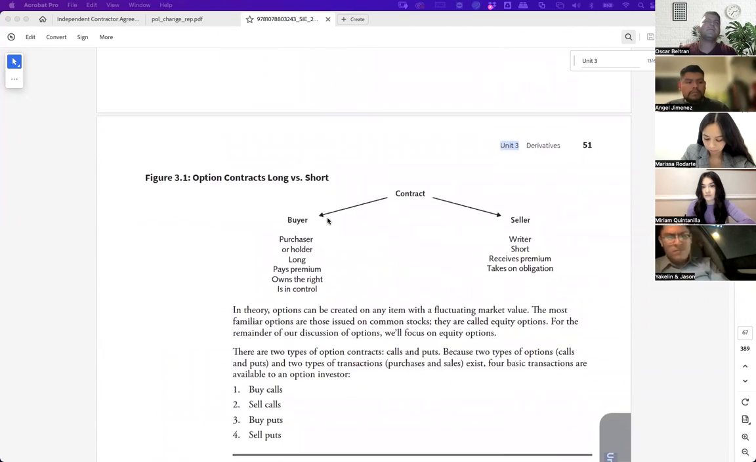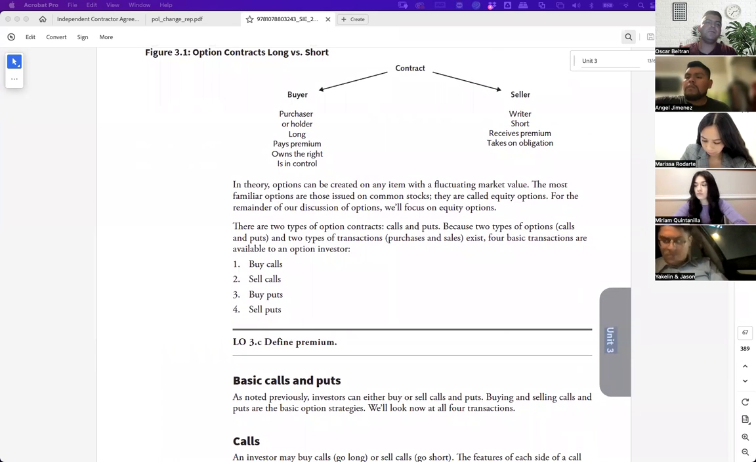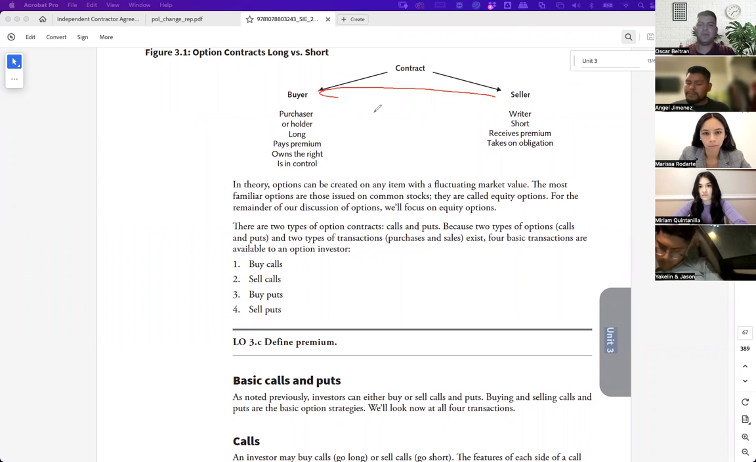Okay, let's keep going here. So anytime you have a contract, you can be one of two people: the buyer or the seller. When you're the buyer, you bought the contract and you have the right to exercise that contract or not. As a seller, you sell this contract to the buyer. When you sell to that buyer, you're hoping they're not going to exercise that contract, because you get to receive and keep that premium. So if they don't exercise it, you keep that money.